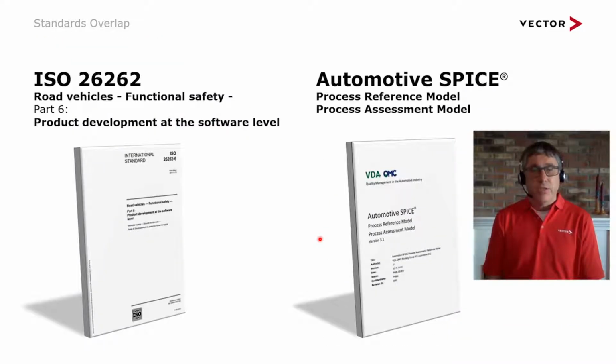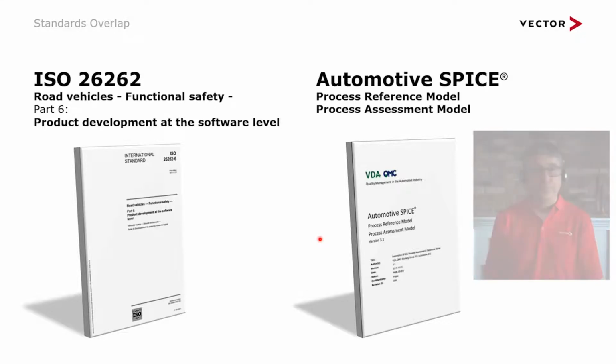Here you can see the two standards. The ISO standard, interestingly enough, is made up of 12 parts or 12 different documents, whereas the Automotive SPICE is a single document. One of the nice things about the Automotive SPICE standard is if you go to their website or click on the link on the previous page, it'll take you right to the download page. So you can freely download the Automotive SPICE standard. The ISO standard, like all ISO standards, you have to purchase.